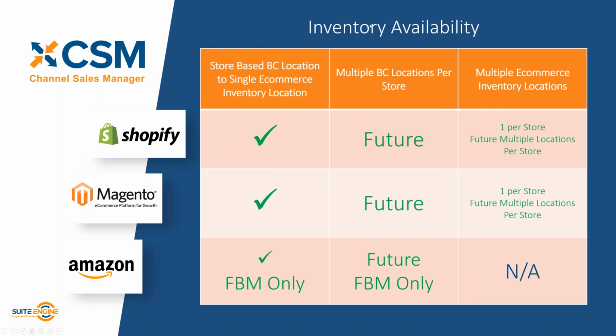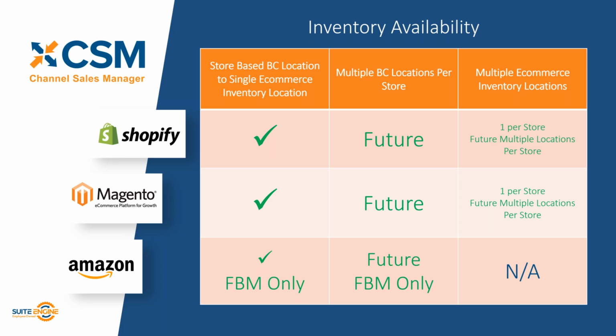So the other feature that we have, or the integration touch point, is with inventory availability. So that's a highly requested integration point between the e-commerce platform and Business Central, is we want to let them know how much of this product do we have for them to sell. So we support in our out-of-the-box application that we can send from a single BC location up to a single, let's say, Shopify inventory location.